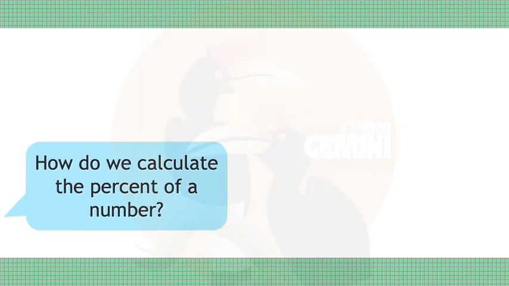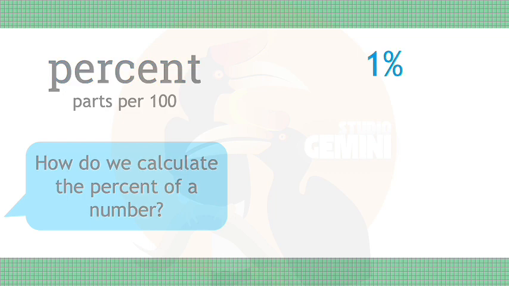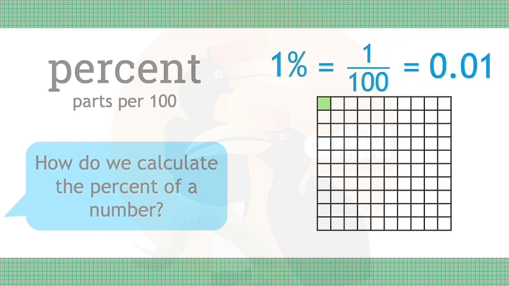So, how do we calculate the percent of a number then? Well, first, let's dive into the meaning of the word percent. The word percent is defined as parts per 100. So, if we have 1%, that means we have one part out of 100. Since a percent represents part of a whole, we can represent percents as both fractions and decimals. As a fraction, 1% is equal to 1 out of 100, which is equal to the decimal 0.01 or 1 hundredth.